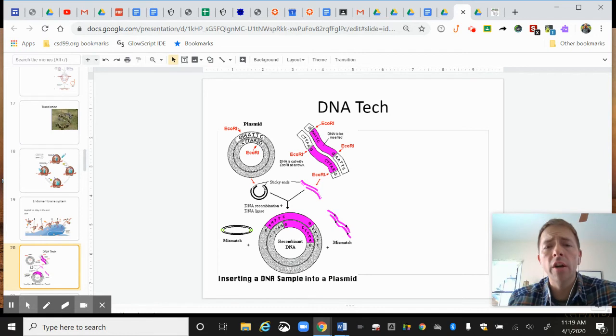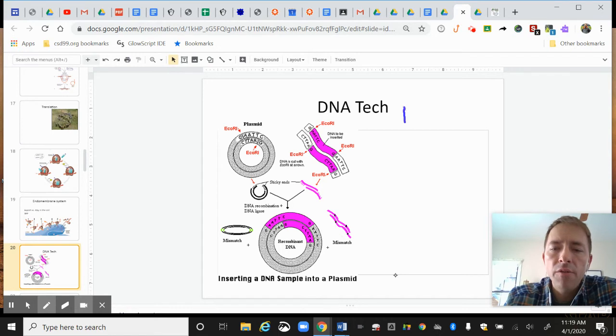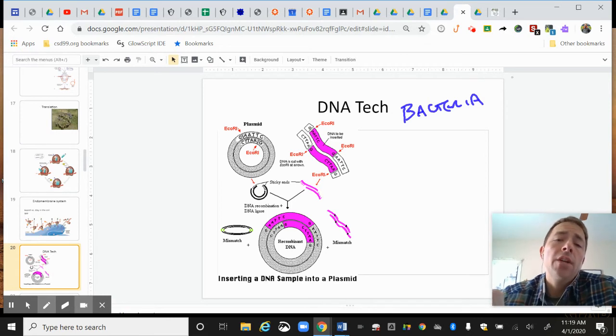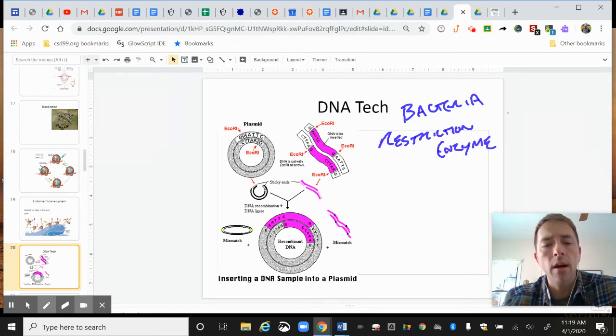And then we started talking about plasmids, and plasmids being circular pieces of DNA from bacteria. And we talked about how we can engineer them. So we can actually put in genes we want into those plasmids. So in our lab, we used restriction enzymes to recognize the ends of a gene that we want to cut.